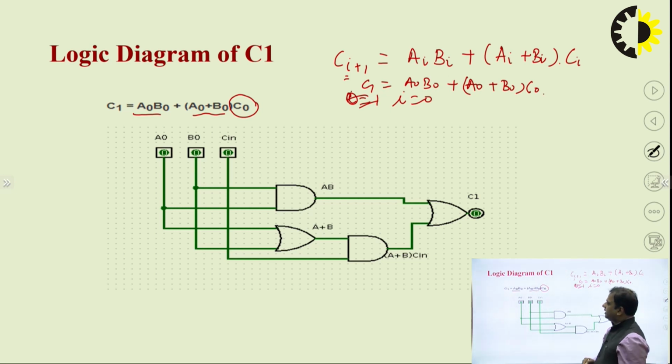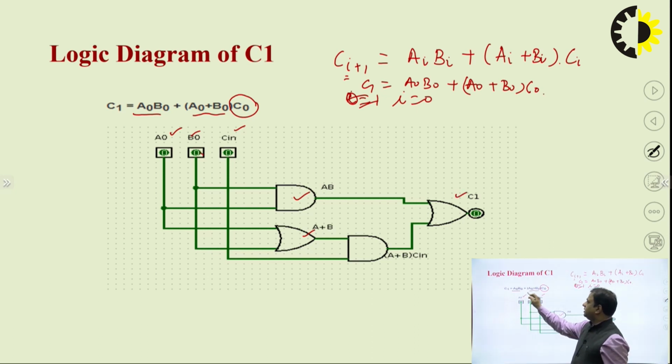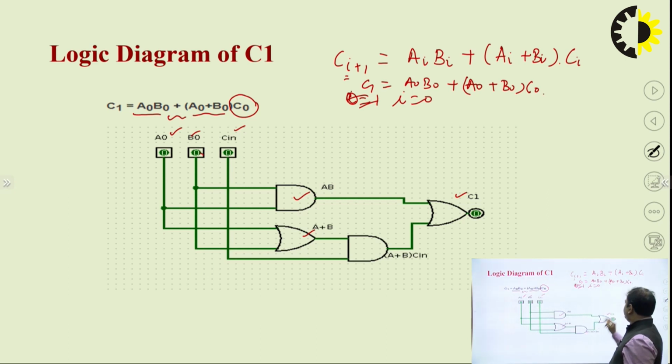We can also derive the logic diagram for this carry operation. We have 3 inputs: A0, B0 and Cin. From A0 and B0 we produce A0 B0 with the help of the AND gate, and A0 plus B0 with the help of the OR gate. Then again we use the OR gate to add these two components. In this way we can compute the diagram of the C1 carry, right.